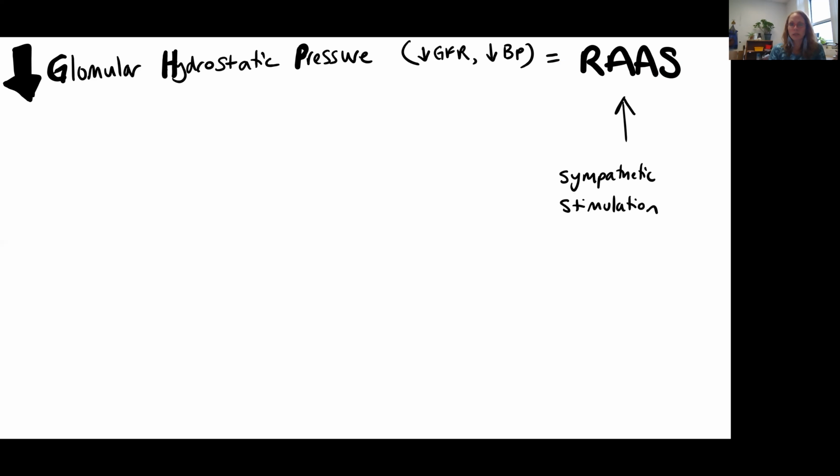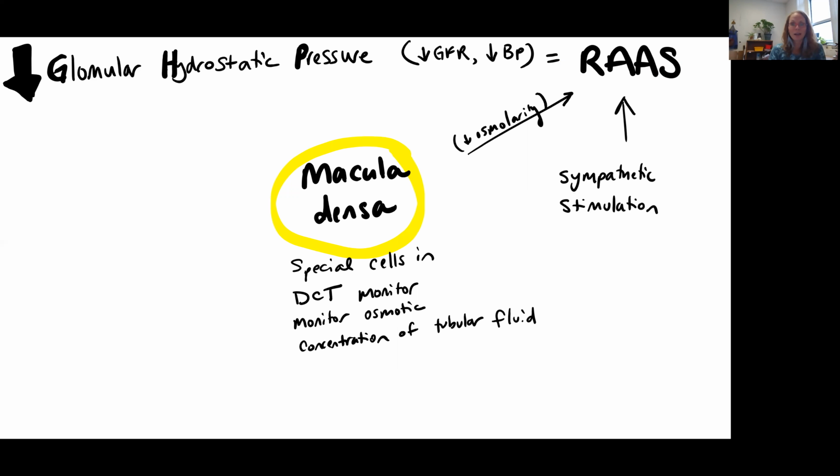RAS can also be initiated through sympathetic stimulation, and you have a group of cells in the distal convoluted tubule called the macula densa. These cells are monitoring the osmotic concentration of the tubular fluid. If the osmolarity is low, that means that the fluid is too dilute, then we're going to initiate the RAS system there as well.